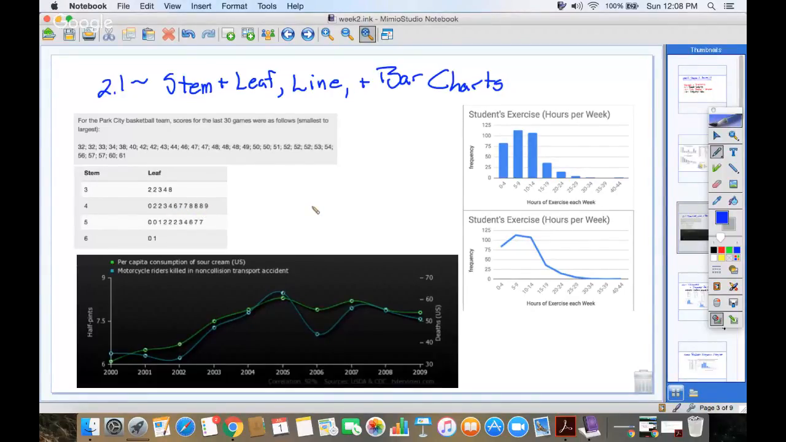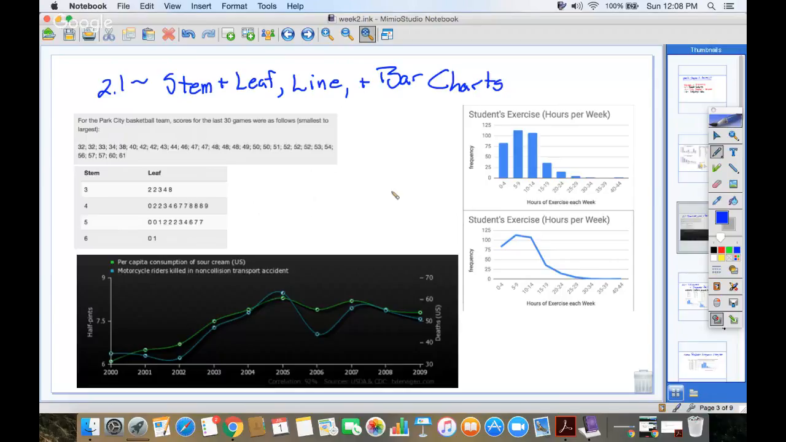So it's kind of like a bar chart, except instead of having a bar that stacks showing the information, I just have one of the digits, the rightmost digit here and the leftmost digit there, representing the numbers. So I can see there's more people in the 40s. Oh, sorry, what's this data for again? I forgot. Park City baseball team scores. Aha, there were more scores in the 40s than in the 30s, 50s, or 60s.